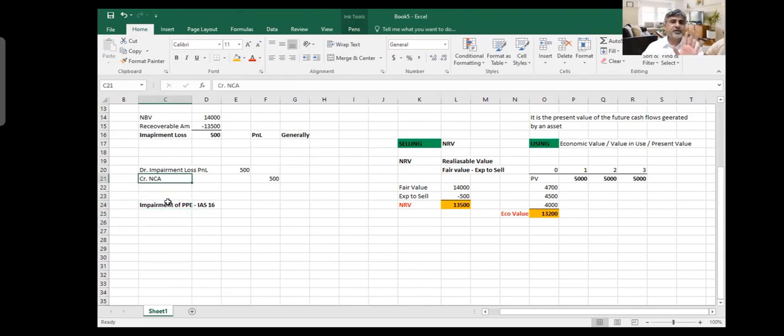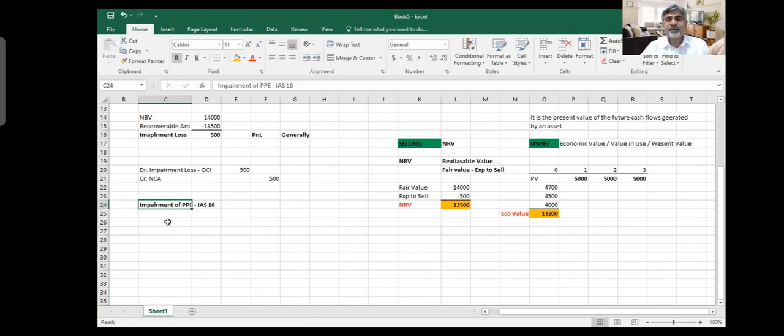Investment property does not, and by the way, I'm sorry, I should not say P&L. Please correct it, please amend it. If you write it down, impairment loss of PPE goes to OCI, other comprehensive income. It does not go to P&L. Investment property goes to P&L. Now, impairment of PPE, if it happens.